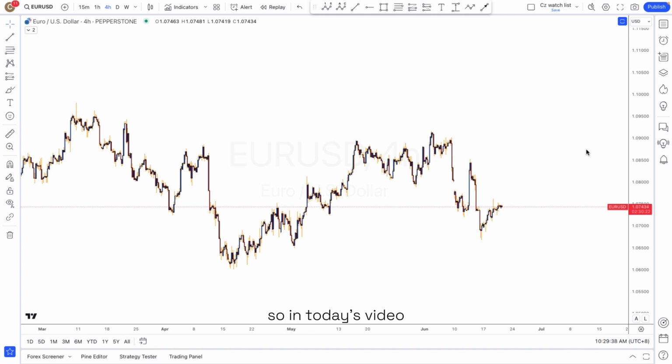So in today's video, I'm going to show you how to spot a valid support and resistance, which is SNR. So for me, every trader has their different type of understanding about how to draw an SNR. And based on my experience, it really depends on what type of trader you are.